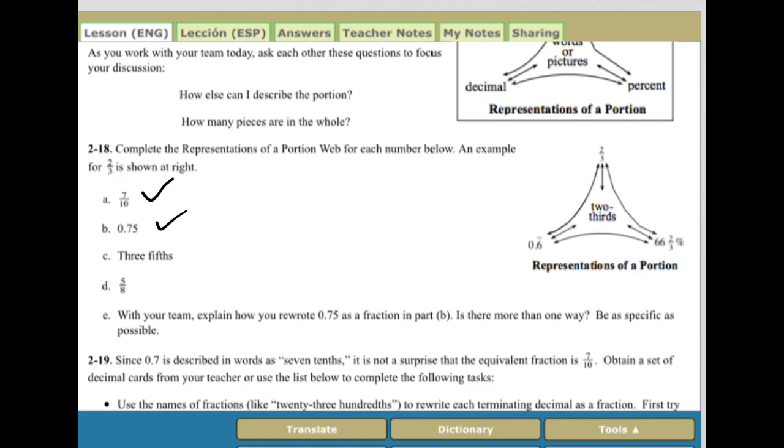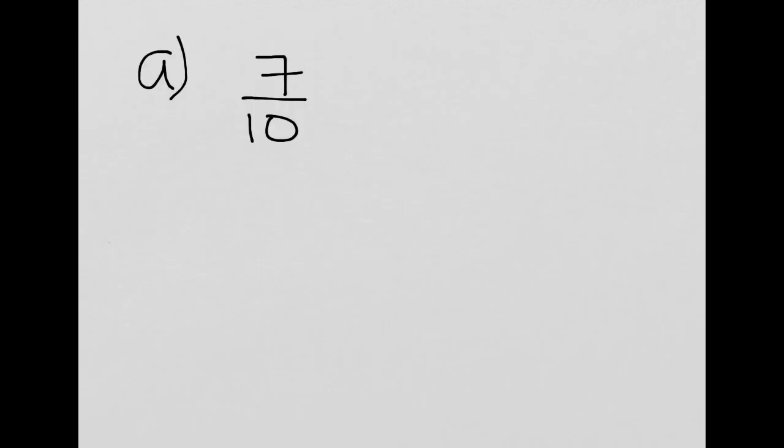If we read the directions, it says, for 218, complete the representations of a portion web for each number below. An example of 2/3 is shown at right. So obviously we have to do this for these two problems here. And then in class you're going to end up doing C and D, and then we'll be discussing E together. So let's do the first problem, 7/10.